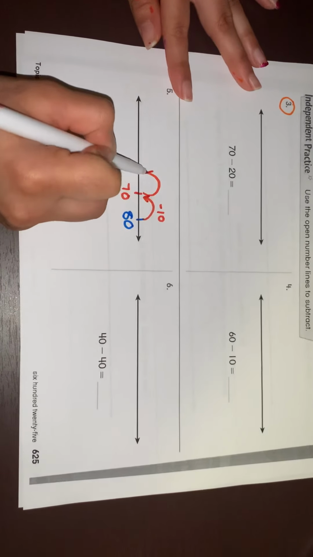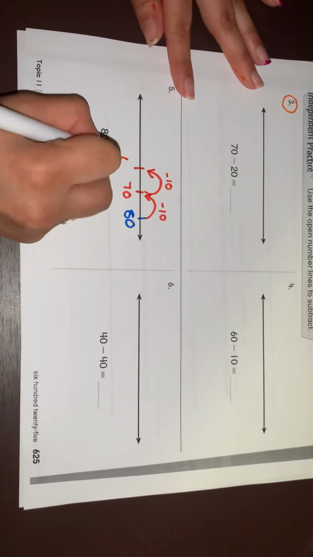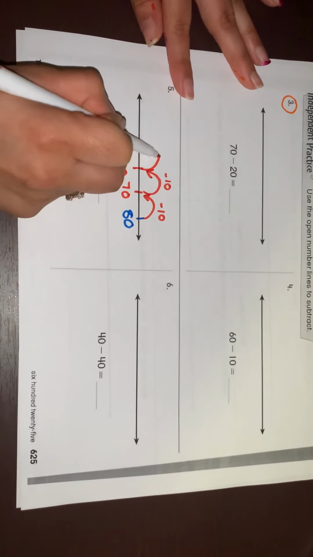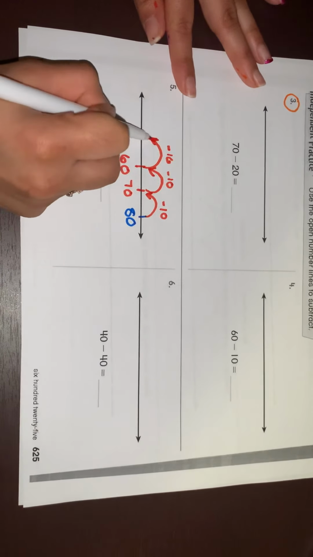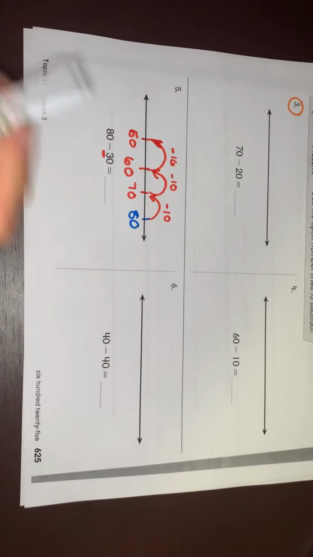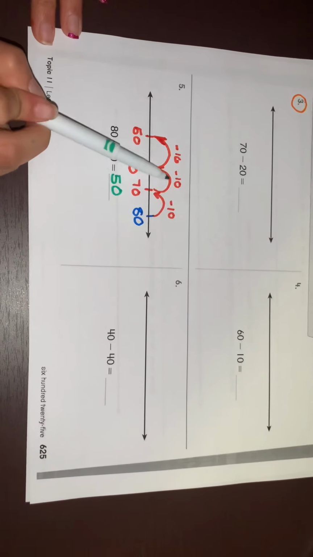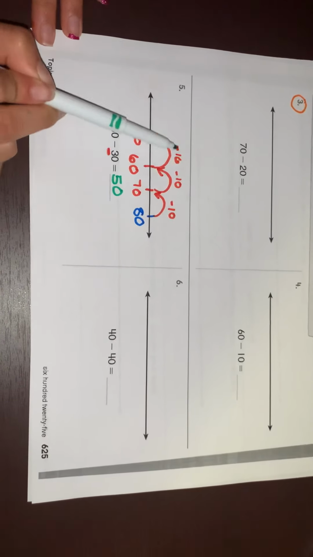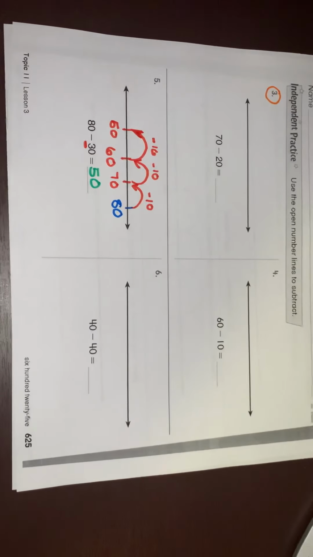My second jump, 70 minus 10 is equal to 60. And my last jump, 60 minus 10 is equal to 50. Again, 80 minus 30 is equal to 50. I can check my work, 1, 2, 3, or 10, 20, 30, to make sure that I counted as much as I needed to backwards.